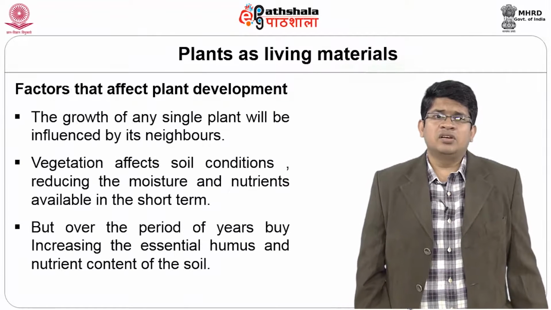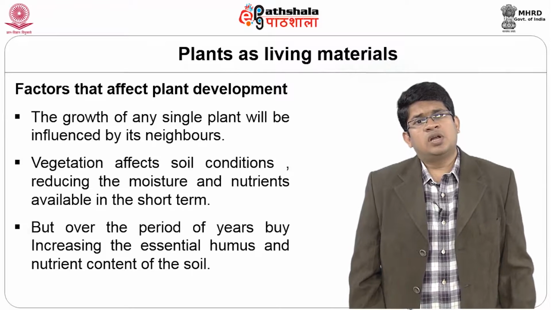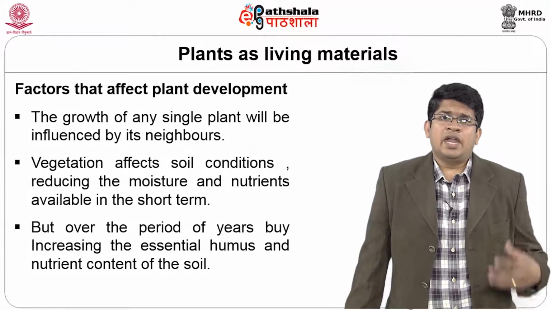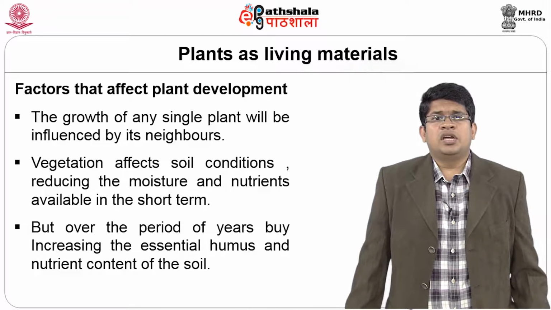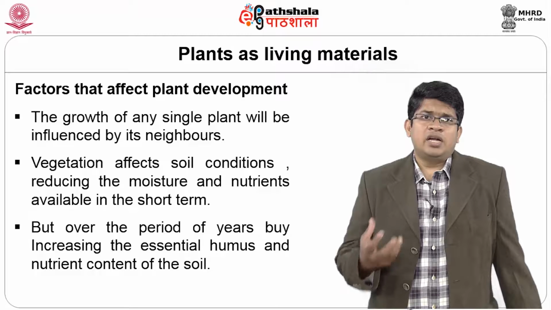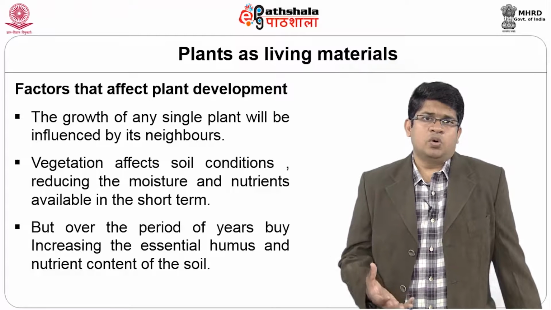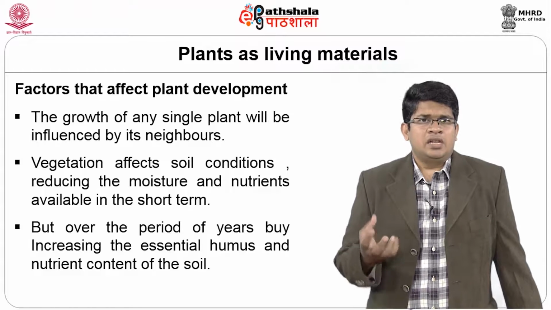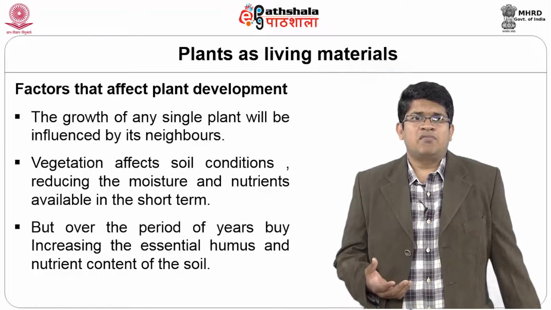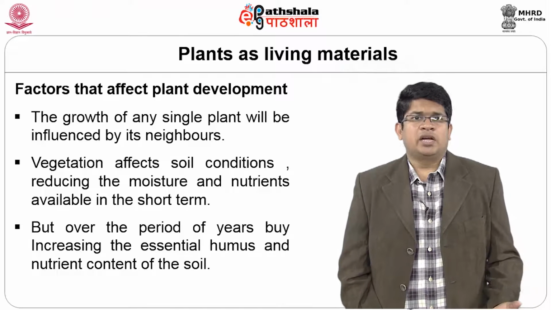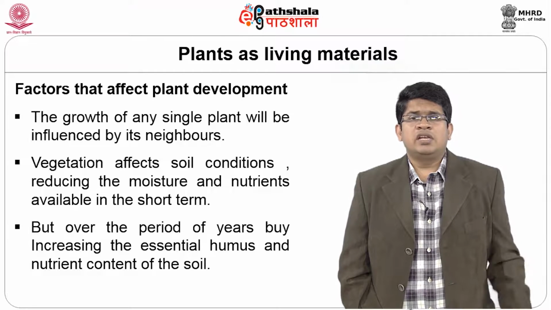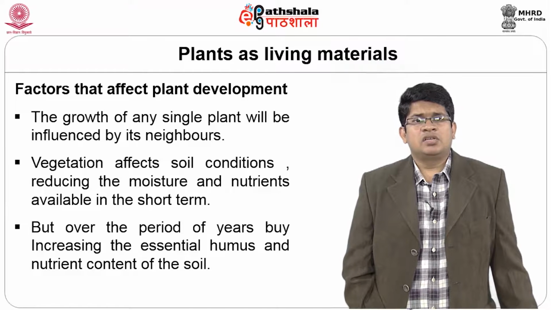And there are certain other factors that affect plant development. One is how it is influenced by its neighbors, and also vegetation affects soil conditions. It reduces the moisture and the nutrients which are available in the short term. The idea is that when planting is done and the plants start to grow, they take the nutrients from the soil, and the nutrient level in the soil starts to come down. But over a period of time, since plants have life, they start to give back moisture and nutrient contents to the soil, and also increase the essential humus and the nutrient content of the soil.